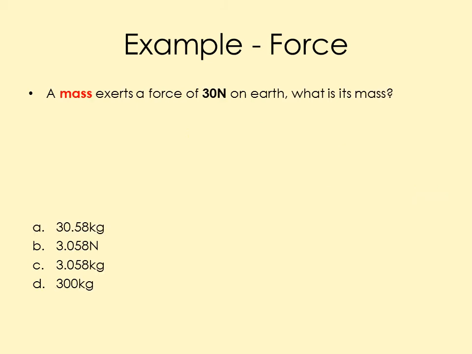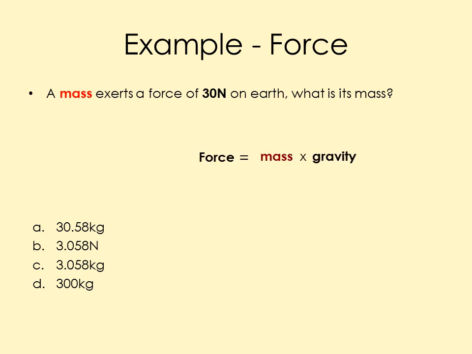In this instance, a mass exerts a force of 30 newtons on Earth. What is its mass? So in this question, we're looking for a formula that has mass, force and gravity, because it says on the planet Earth, and planet Earth has a gravitational constant of 9.81 meters per second squared. So here is our formula we're going to use.